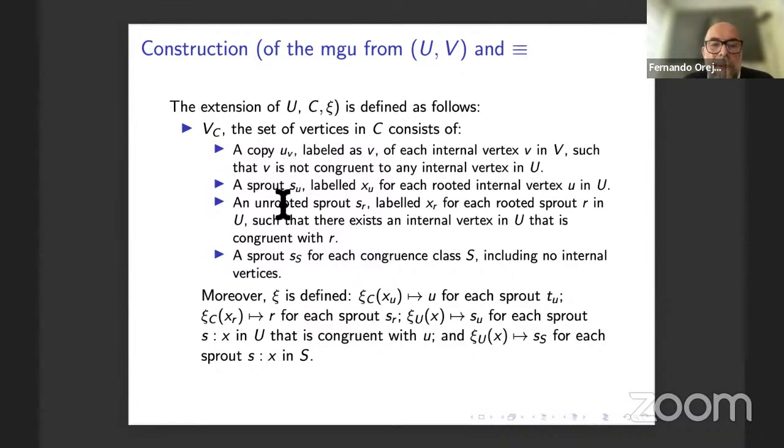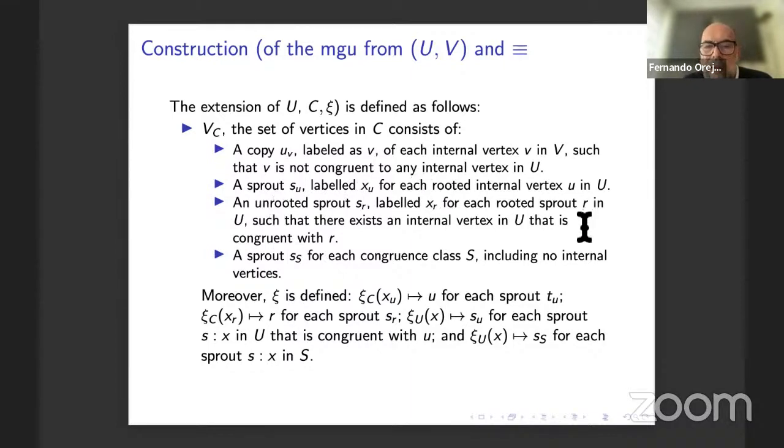The other cases are sprouts that we will need to add into the context C. So for each vertex U in U that has a root, we are going to have a sprout that we call S sub U that is labeled with variable X sub U. The reason for having this sprout is rather technical, so I won't go into it, but the following one is maybe more clear.